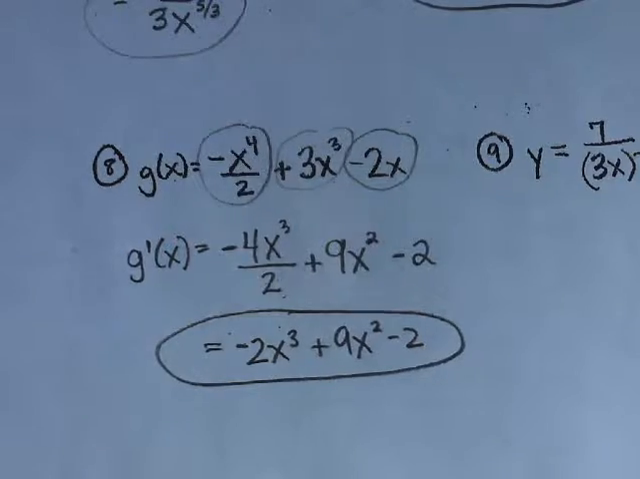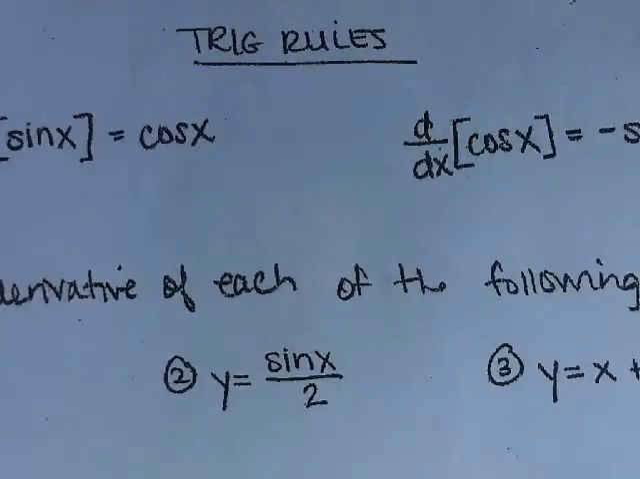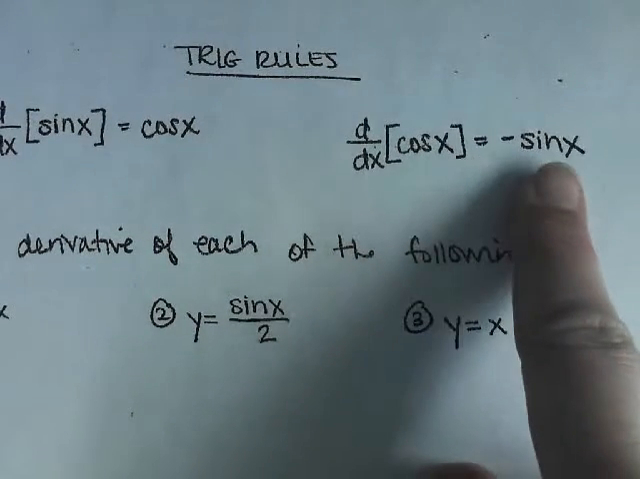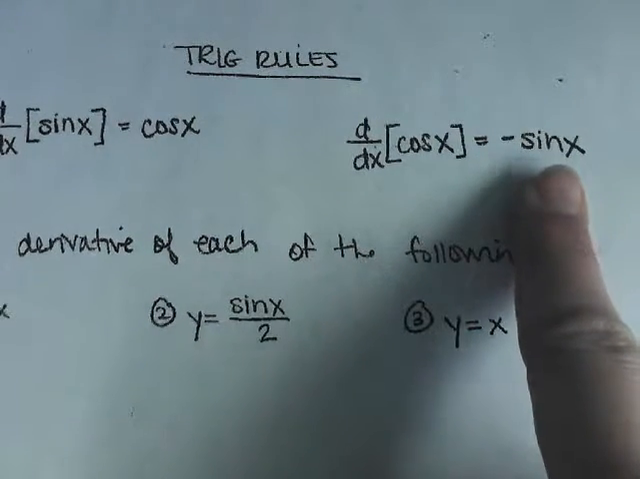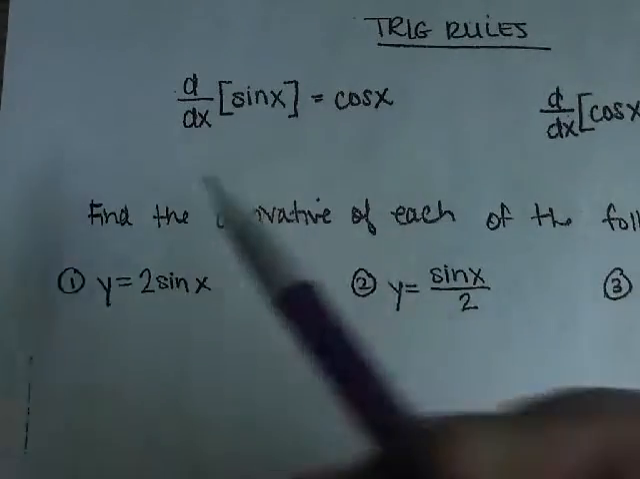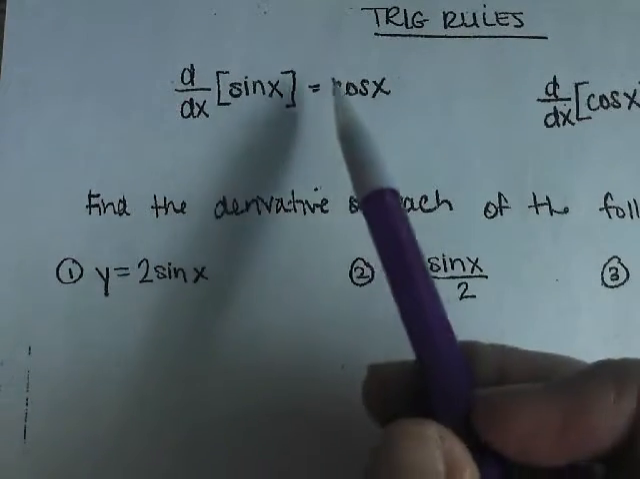Okay? I'm going to flip over to the back just to make sure we touch on the trig. Trig has a whole host of derivative rules, and we're going to start with the two most basic. The derivative of sine is cosine, and the derivative of cosine is negative sine, and you have to memorize those. Once you know them and you memorize them, it's pretty straightforward.